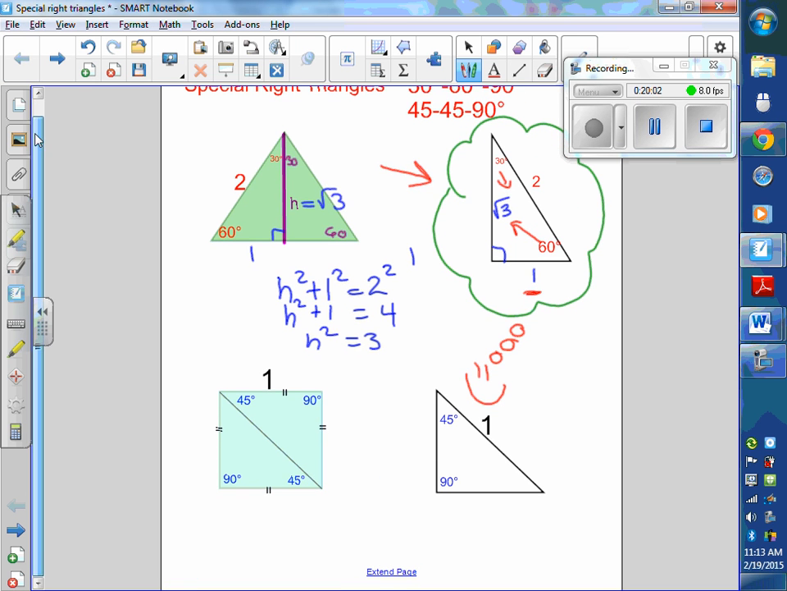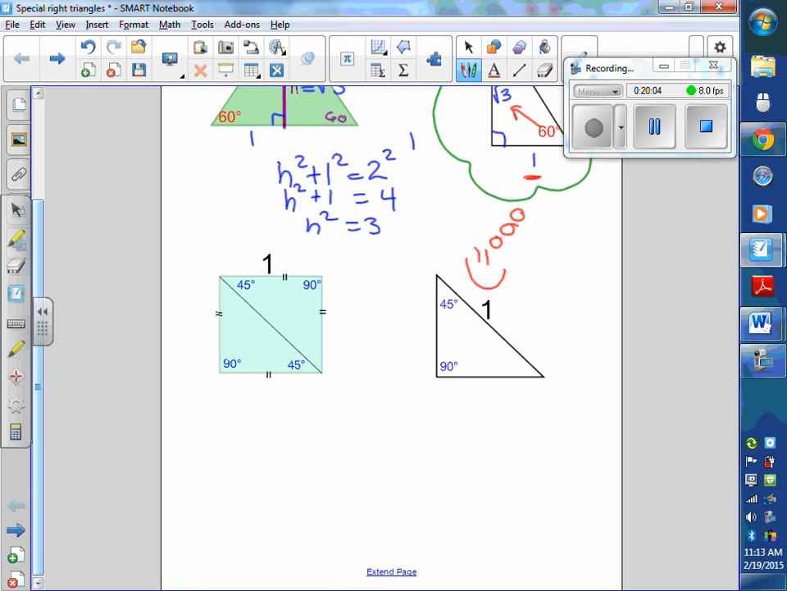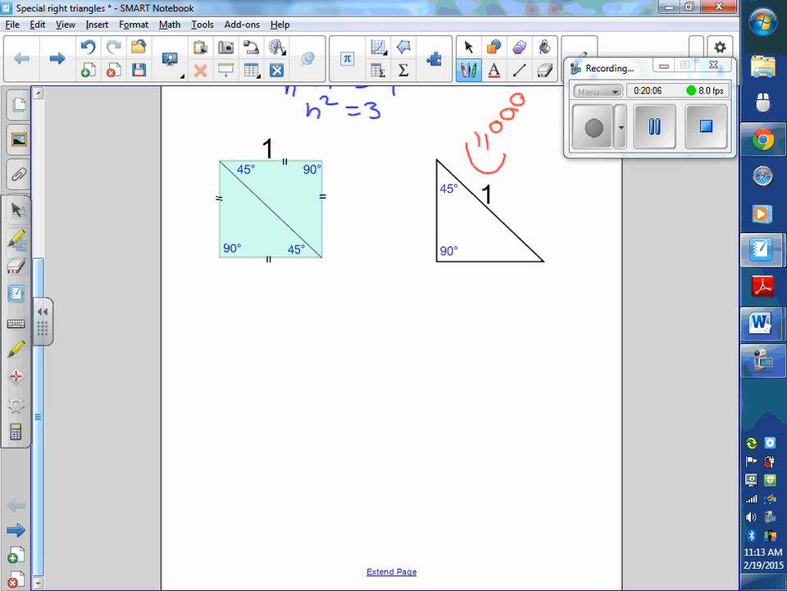And the other special right triangle is a 45, 45, 90. It's easier. It comes from a square. So if this is 1, these are both 1. By Pythagorean theorem, what's d? It's the square root of 2, right? But this is so much easier.